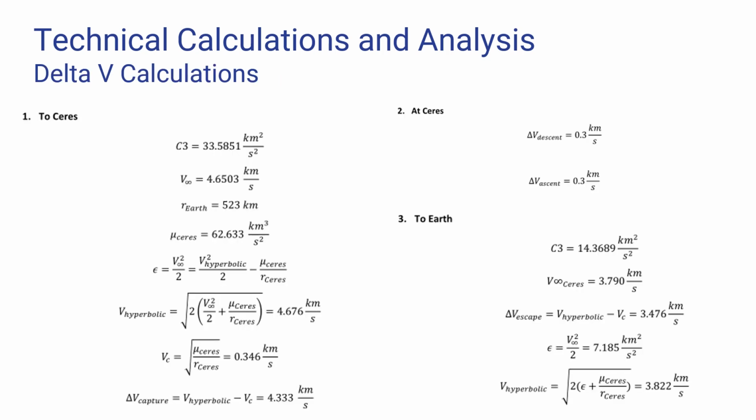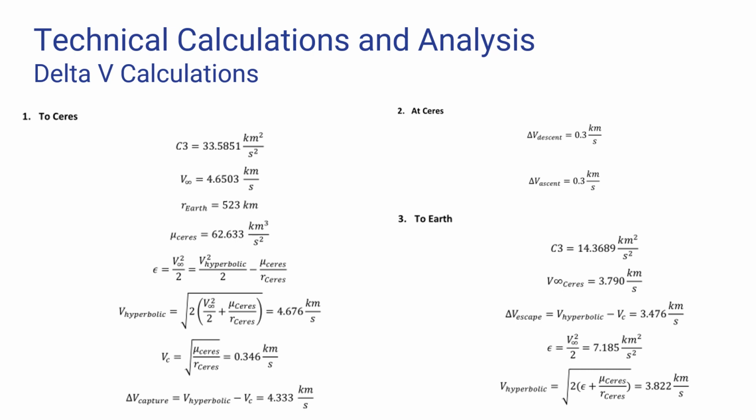Using the V-infinity obtained from the MATLAB flyby finder, the delta V necessary to be captured into a 50-kilometer circular, polar, sun-synchronous orbit was found. In order to insert into the sun-synchronous orbit, 40 meters per second of delta V was allocated to correct any errors in the capture orbit.